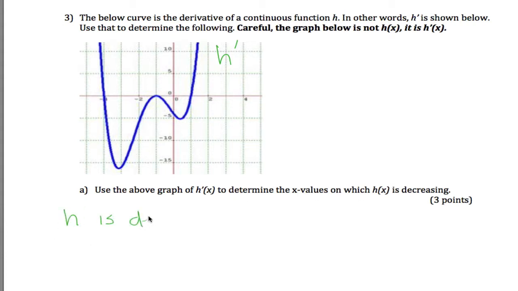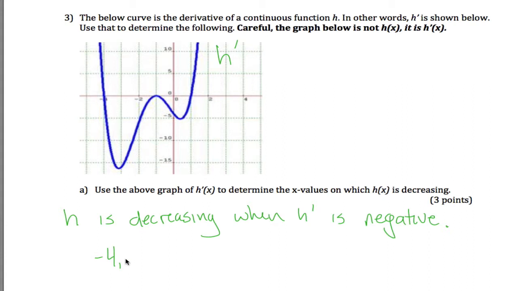h is decreasing when h prime is negative. Right, if your derivative is a negative number, that means the slope is negative. In other words, it's decreasing. Okay, so where is h prime negative? Well, here is h prime. It looks like it takes on a negative value everywhere from -4 up to -1.